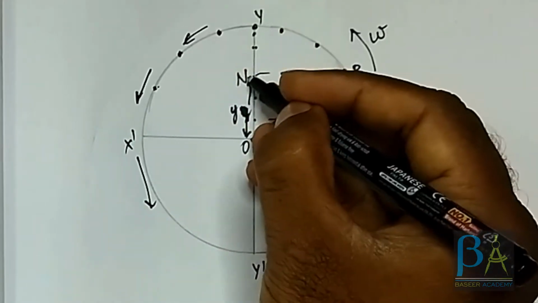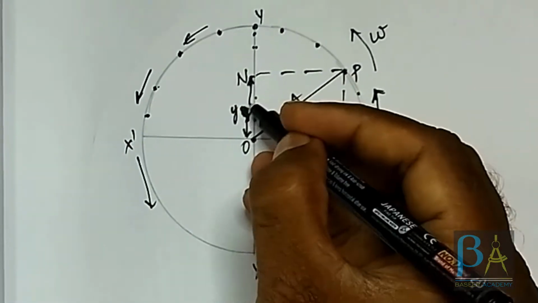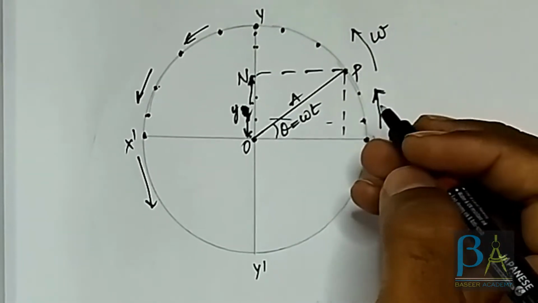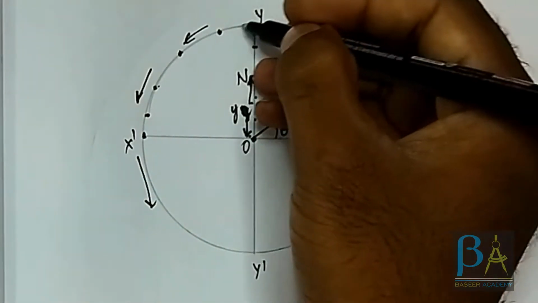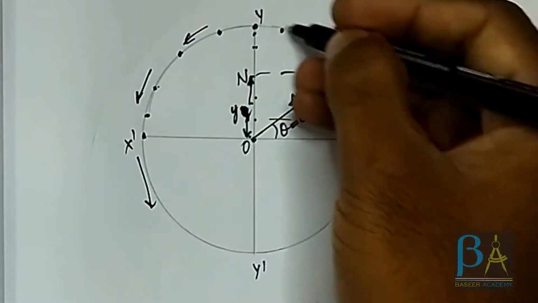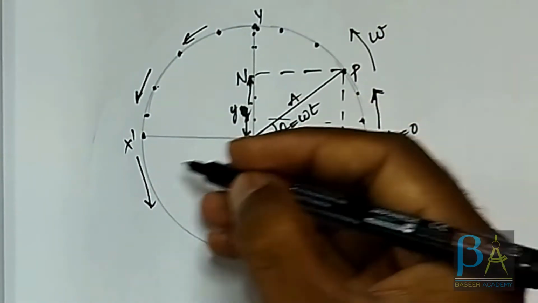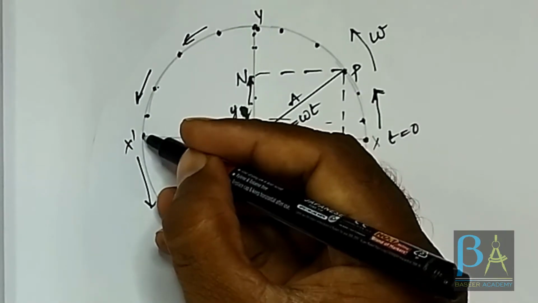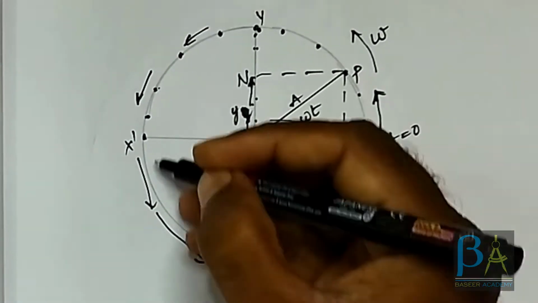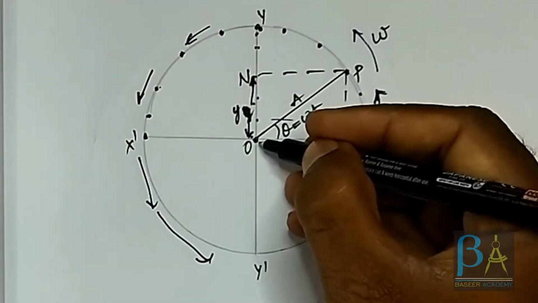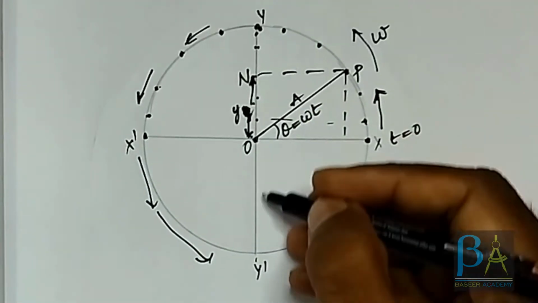When it comes here, the projection would be at this point, and again at the next points. So you can see that the projection of the particle in the upper semicircle is going to be from this point to this point. And then when the particle starts moving along the below semicircle, the projection obviously moves from this point to this point.